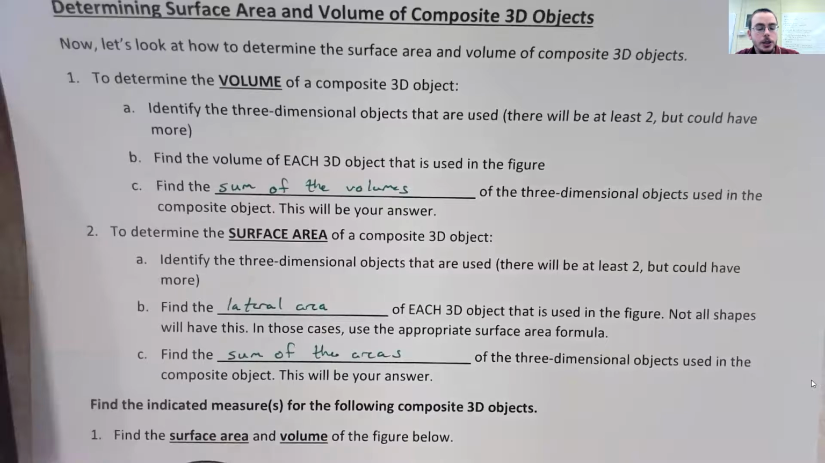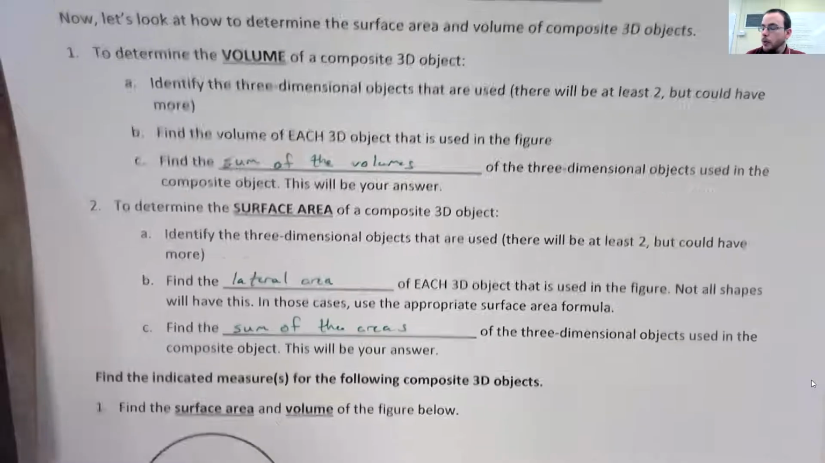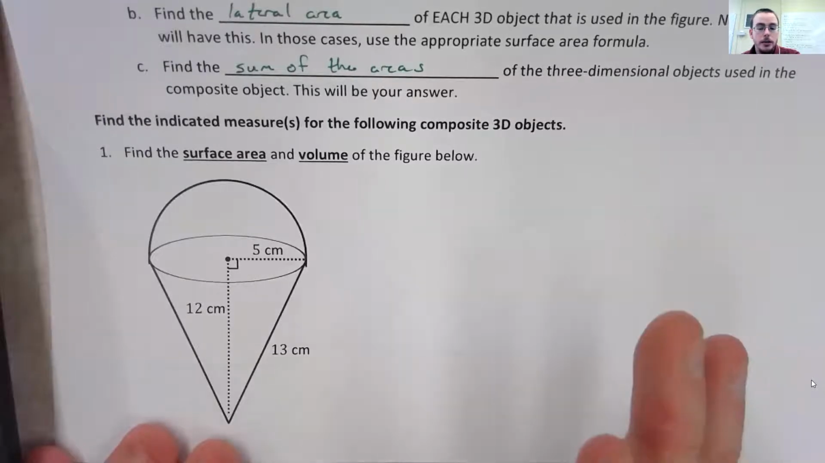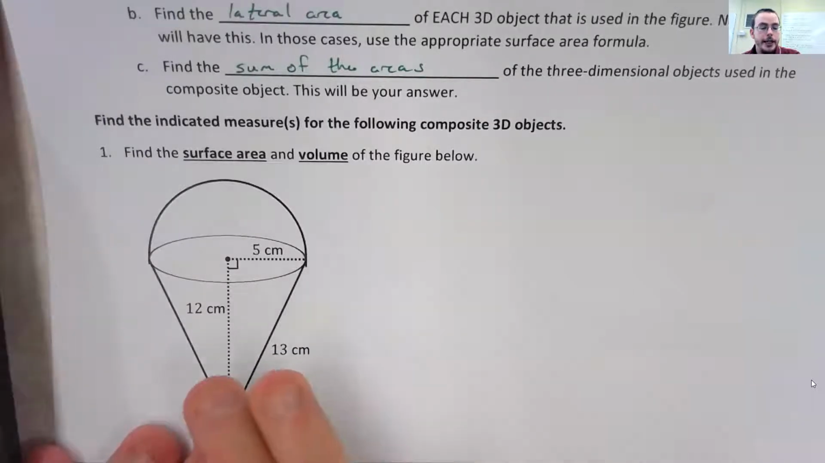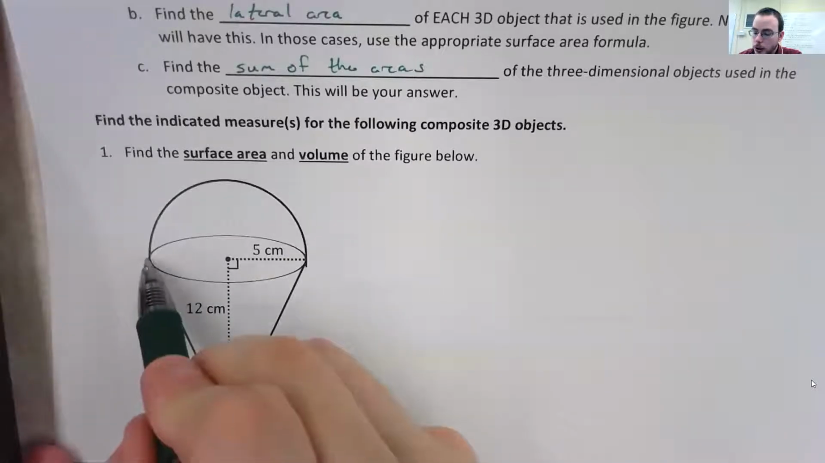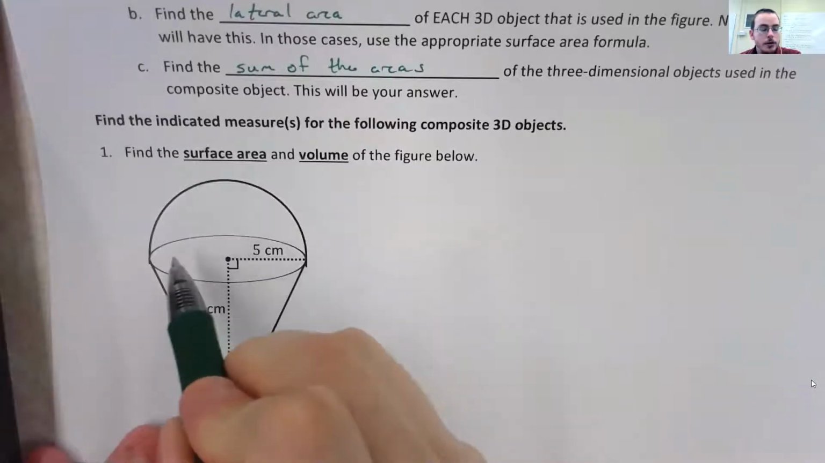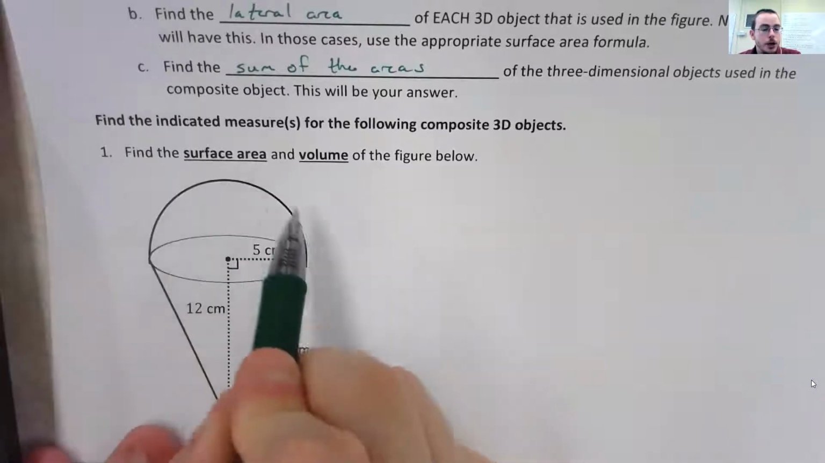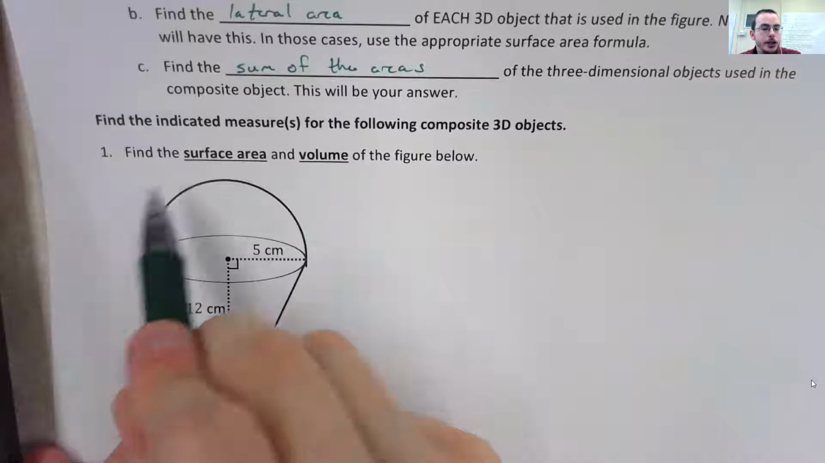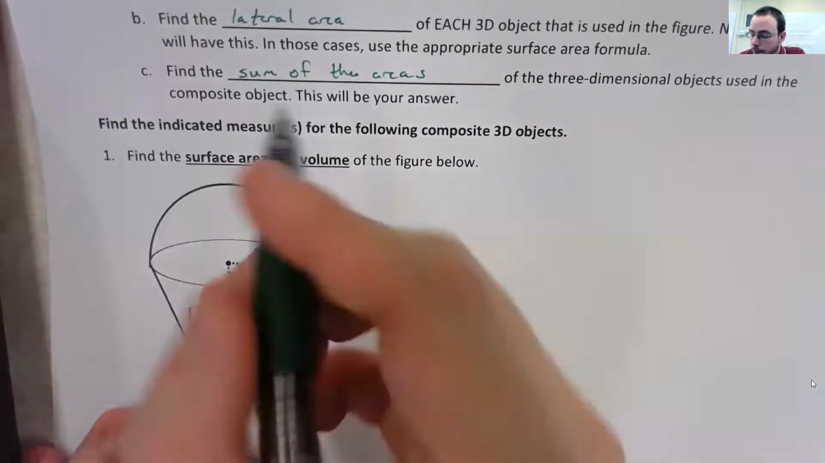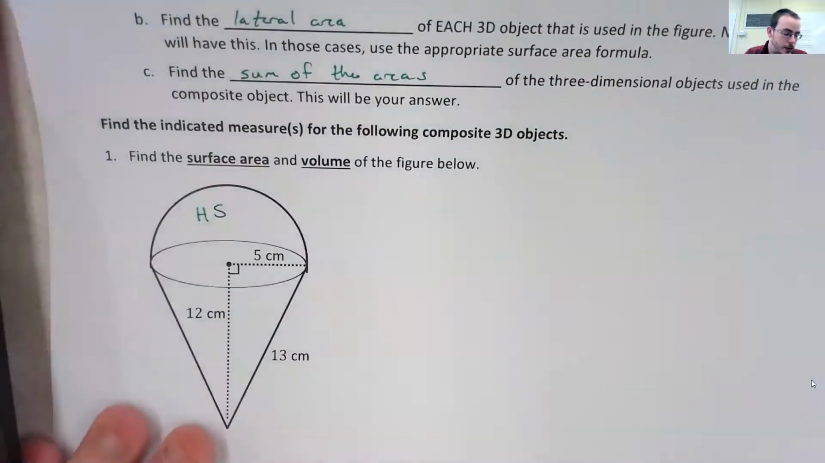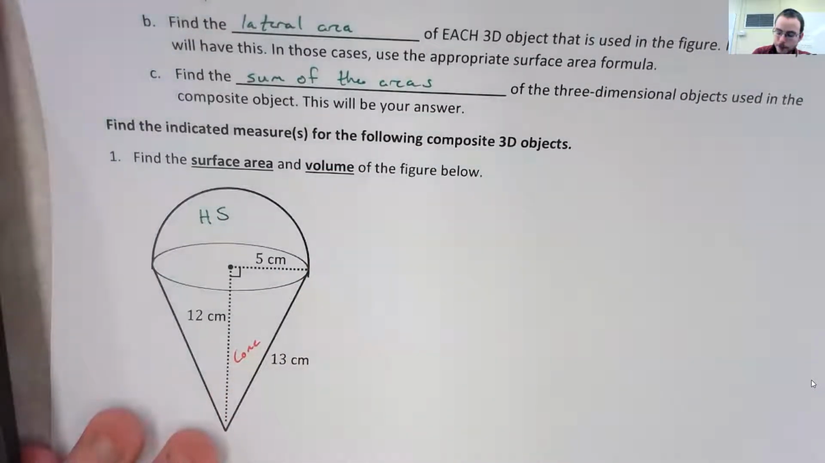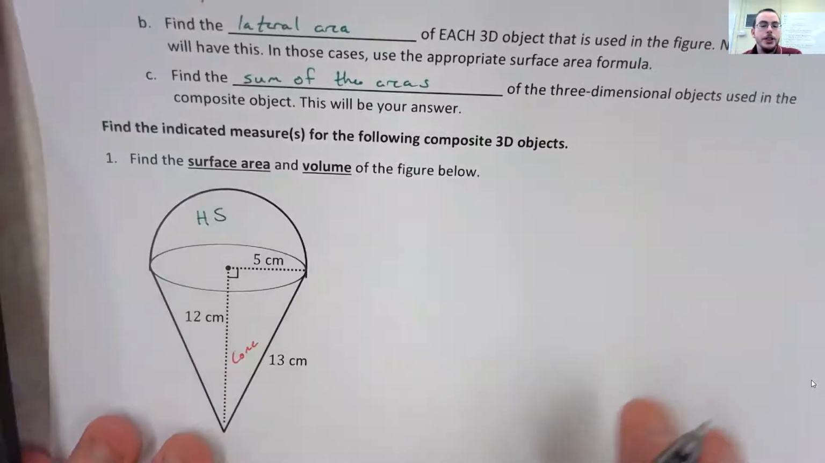Okay? So let's look and see how that works. The first one that we're going to be looking at here is this figure, and it kind of looks like a snow cone. So what 3D objects do you see in this picture? Well, here you clearly see that there is a cone, and you should see at the top here that we have a spherical object, but it's not the entire sphere. We have a hemisphere. So I'm going to label these in different colors, which makes it a little bit easier to differentiate. So find the surface area and volume.